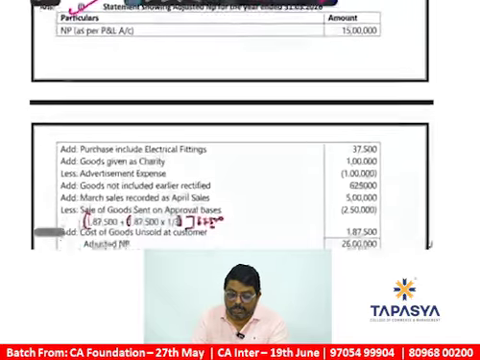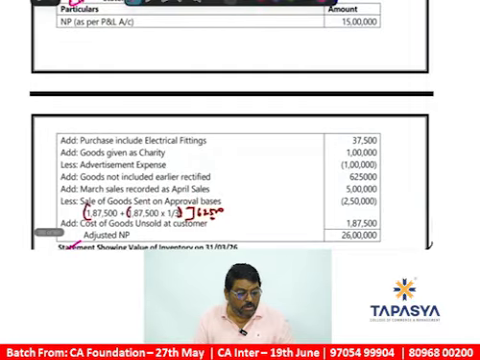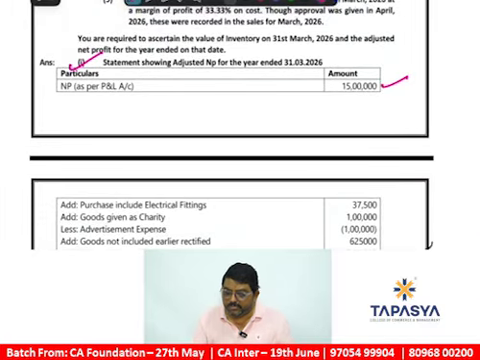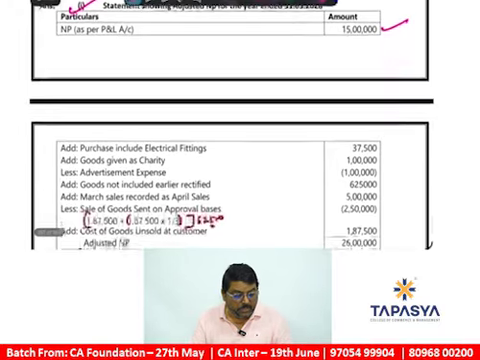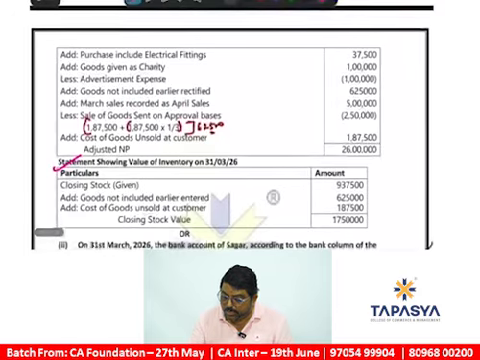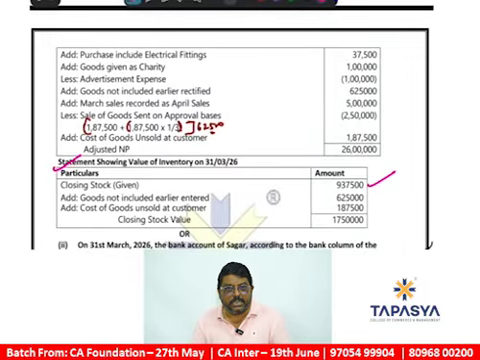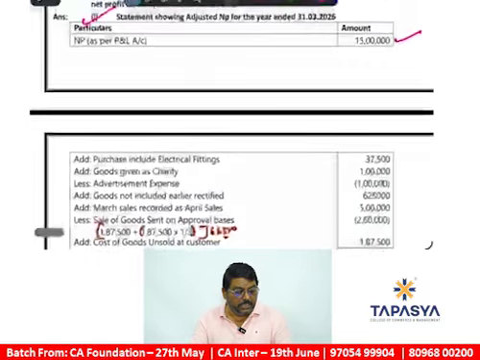Okay, now let us work it out one by one. 5 points we need to check. First I am going to take the net profit as given: 15 lakh net profit already given to you, that is what you take here. And the inventory given, 9,37,500, that is what you take. Now let us see each and every one.